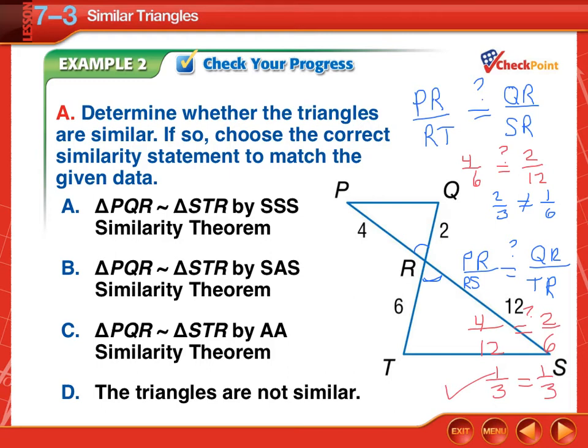We can eliminate A automatically because we don't have any information about a third side, so side, side, side is not going to work. We could have eliminated angle, angle, angle. So we were down to B or D. Are they similar? Our first attempt said they were not similar, but our second attempt said that they are similar by side angle side.